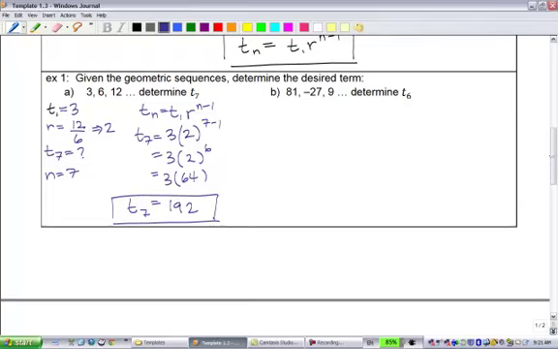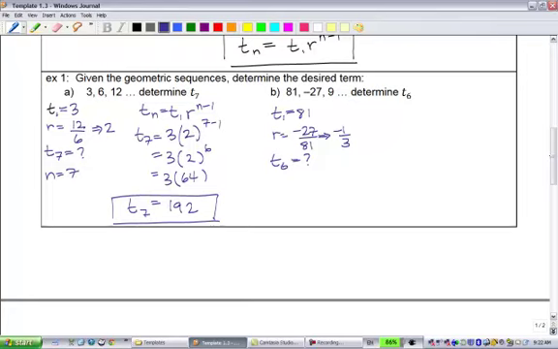How about the second example here, 1b, 81, negative 27, 9. So term 1 is 81. Common ratio is, well, let's go with negative 27, term 2 over term 1. You should be able to notice that 81 and 27 are both divisible by 27, or I mean you could reduce it, divide by 3 kind of idea. We end up with negative 1/3 as a common ratio. I like the idea of sticking with fractions.